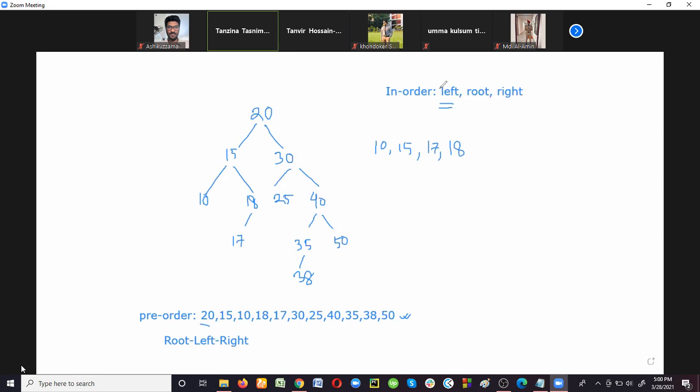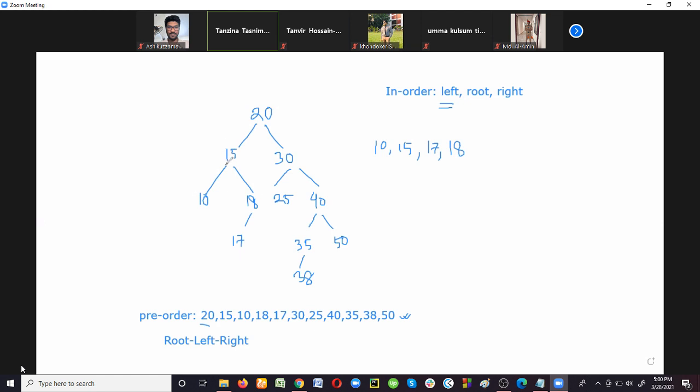The sequence is left, root, and then right. Okay, so after starting from the root node, we didn't take it because it's a root node. The sequence is at first take the left node. So 15 is the left child of 20, and it's also a root node. It has two children, 10 and 18. That's why we can't take the root node.